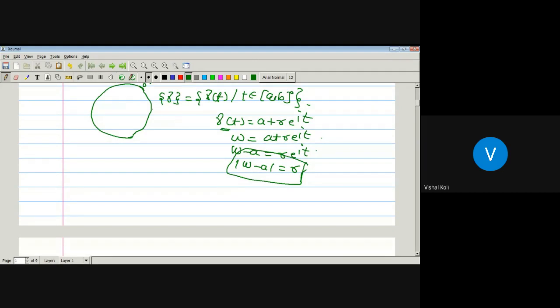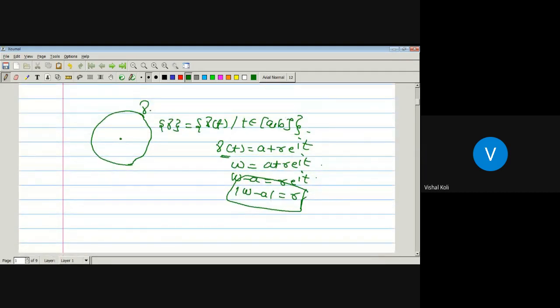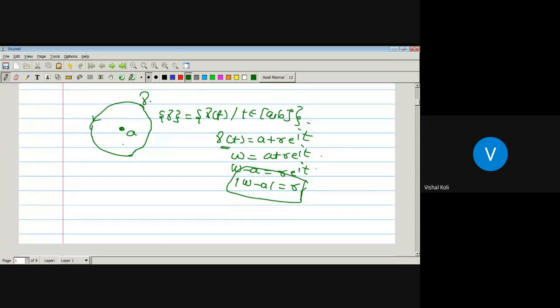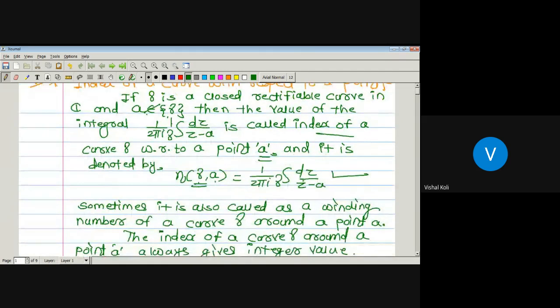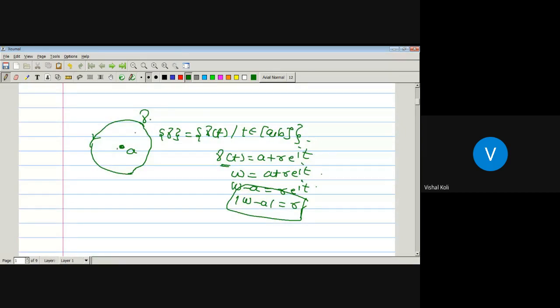Now here we have to take a point A. Suppose this is a point A, and suppose the curve is in anticlockwise direction. Then what is its index around the point A? By definition, index of a curve means we have to find out how many times our curve travels around a point A, and we have to take a point A which is not belonging to trace of gamma. It means A is not on this boundary. Either A is inside this curve or outside the curve.